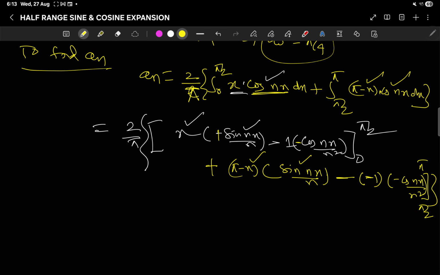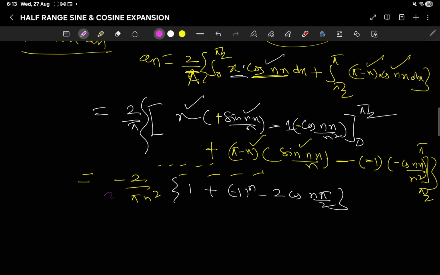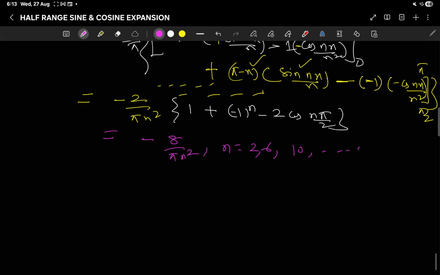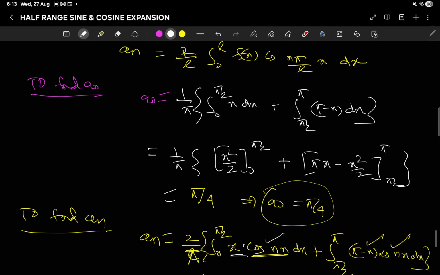Now you simplify it. If you go on simplifying, it will give you minus 2 by pi n square. Okay, if you proceed, you will be getting this minus 2 by pi n square, it is 1 plus minus 1 to the power n minus 2 cos n pi by 2. If you further simplify it, it will give you minus 8 by pi n square when n is equal to 2, 6, 10 and so on. Okay, so accordingly what will be your equation double star? Let it be my equation double star.